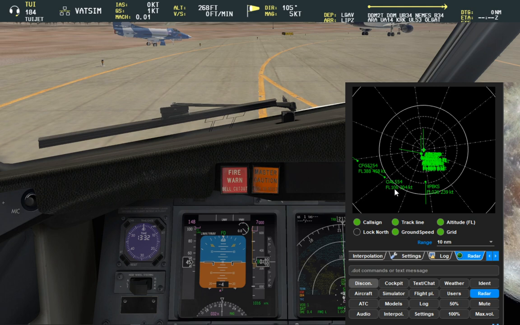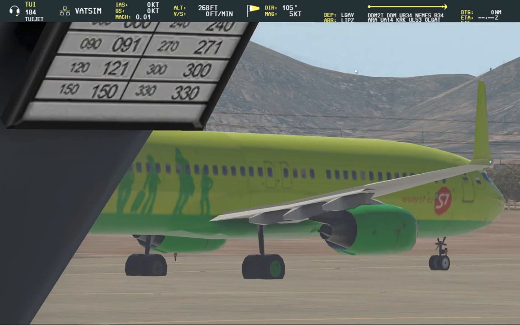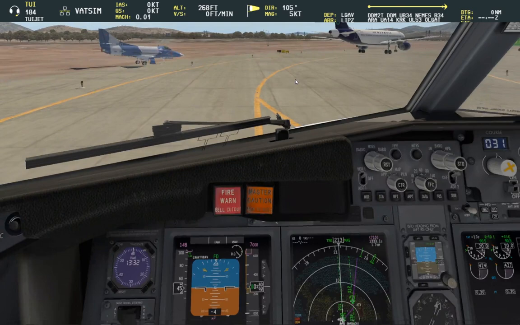The yellow, yeah, that's Siberia. S7 Airlines. Siberian Airlines. And that's correctly modeled, so there is somebody really as a Siberian online.